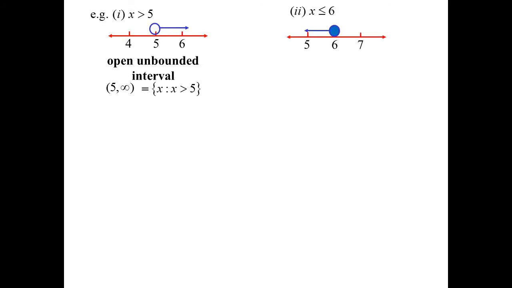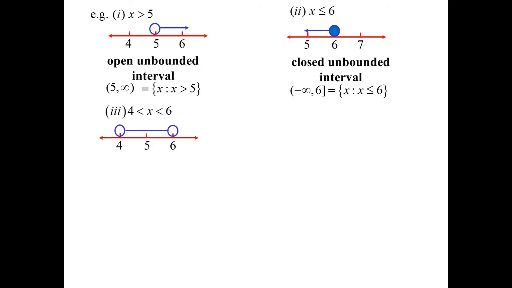Okay, x is less than or equal to 6. The difference here is we colour in the dot to indicate, hey, the endpoint is included. So that one's a closed, unbounded interval. And now we use a square bracket. The square bracket indicates that the boundary point is included. So one that goes in between 4 and 6. So there it is on my diagram. That is open. Again, they're not included, but it is bounded. So 4 and 6 are the boundaries. We're just not including the boundaries. And so we'd have open parentheses on both of those.